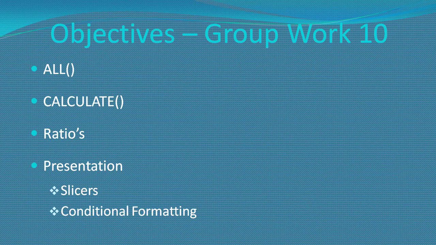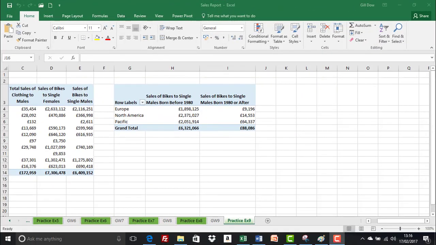Hello everyone, so we're on Group Work 10 and we're looking at the ALL function and combining it, or utilising it, in the CALCULATE function. So our objective is to calculate the percentage of a total and produce a ratio.